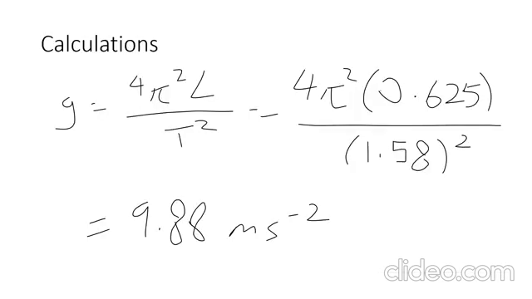Now, as previously established, gravity is equal to 4 pi squared times length divided by period squared. And when the values for the previous trial were substituted in, I got the value of 9.88 meters per second squared.